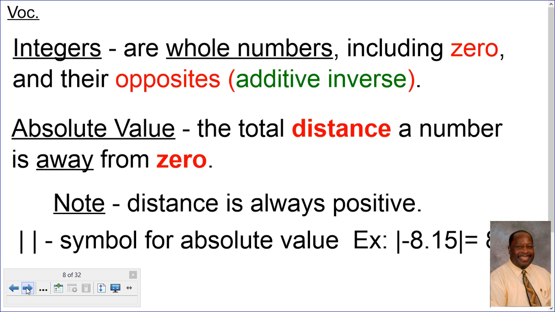Example, the absolute value of negative 8.15 is equal to 8.15. Just notice the negative sign was removed, the number stayed the same. So the value of that absolute value of negative 8.15 is positive, or just 8.15. Because absolute value is distance, and distance is always positive.